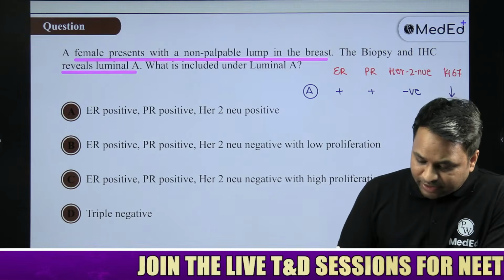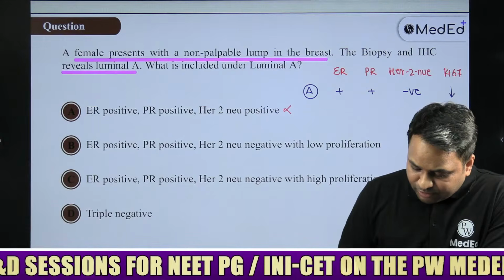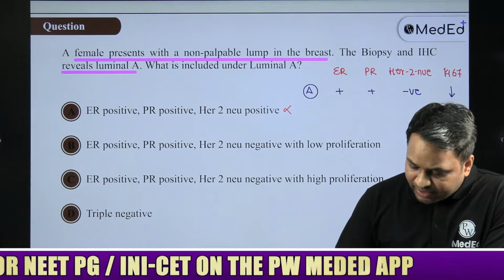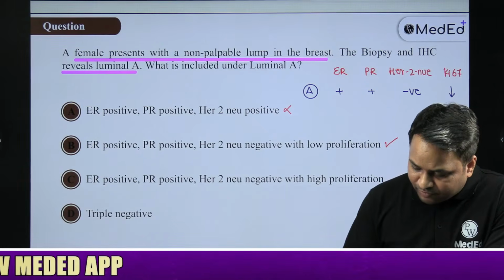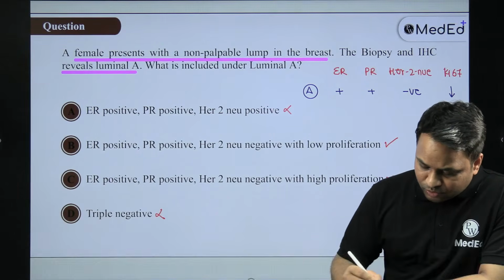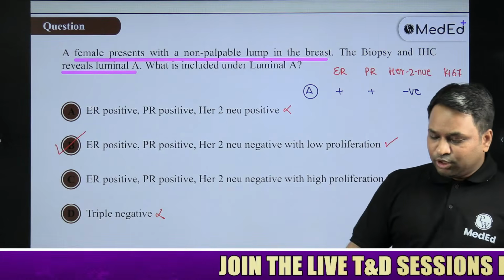So, find out where you find it. ER positive, PR positive, HER2 positive, this is wrong. ER positive, PR positive, HER2 negative with low proliferative index, yes, correct. ER positive, PR positive, HER2 negative but high proliferative index, no. Triple negative, no. So the answer here is B for Bombay. That is your luminal A.